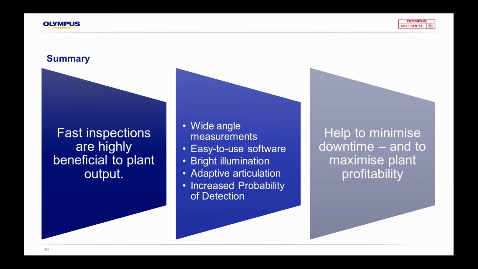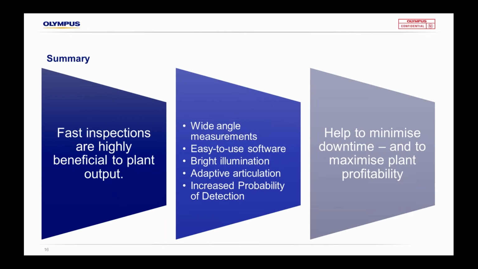This finally brings me to the conclusion. Again, sorry we had a very limited period of time. But in summary, for obvious reasons, fast inspections are highly beneficial to plant output. If you can carry out your inspections faster and easier, it costs less money in terms of the inspection requirement. Equally, it means that you can have the plant up and running for longer, therefore downtime is lower.